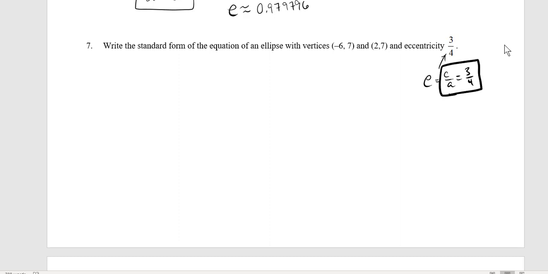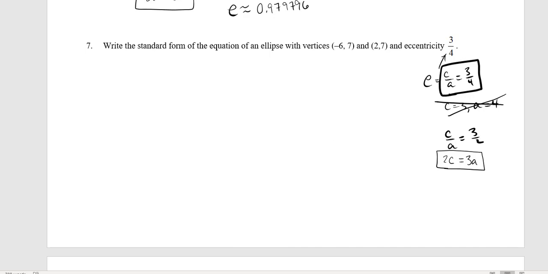Do not mistake this for saying that C is 3 and A is 4. That's not necessarily the case. We're saying C divided by A is 3 divided by 4. They have the same ratio. That's all we're saying there. So if that's the ratio, that means 4C equals 3A. That's all we know from this fact. That's all the eccentricity tells us. It's the ratio of C to A.